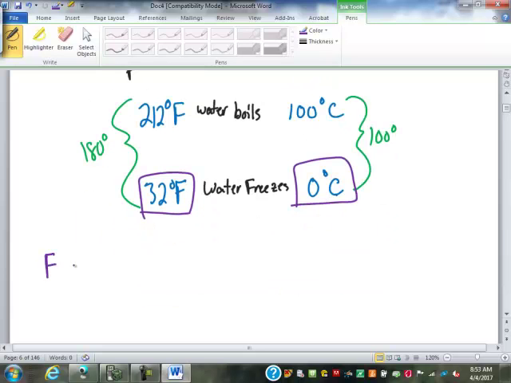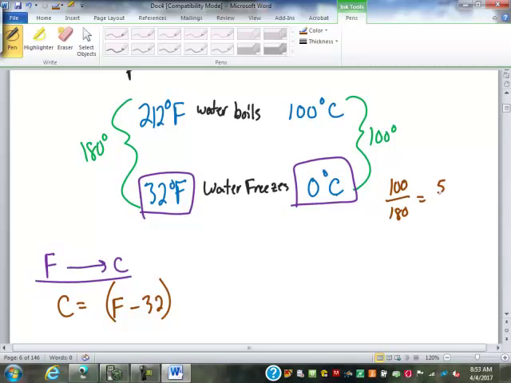So if I have the temperature in degrees Fahrenheit and I am converting to degrees Celsius, the Celsius temperature is equal to the Fahrenheit temperature minus 32 times the ratio here of the 100 to 180. 100 over 180 is 5/9. So times 5/9.